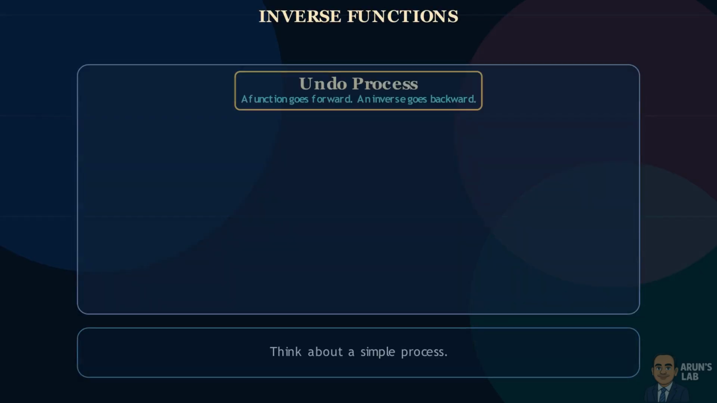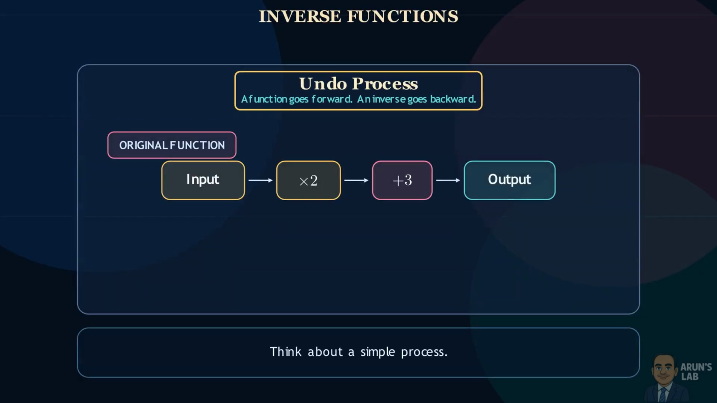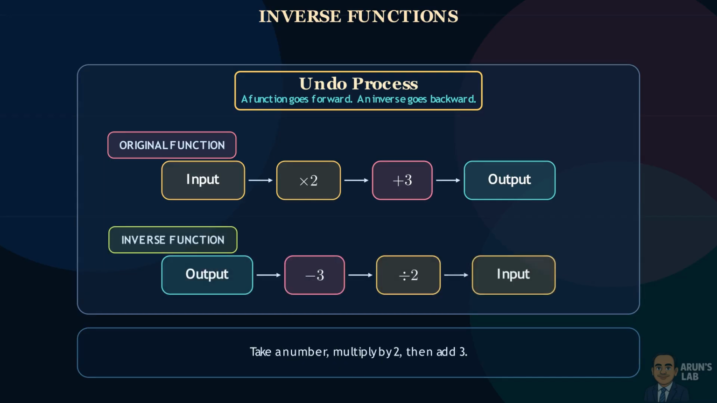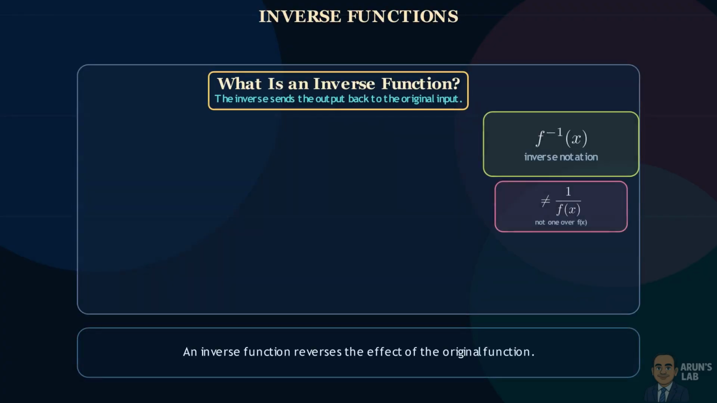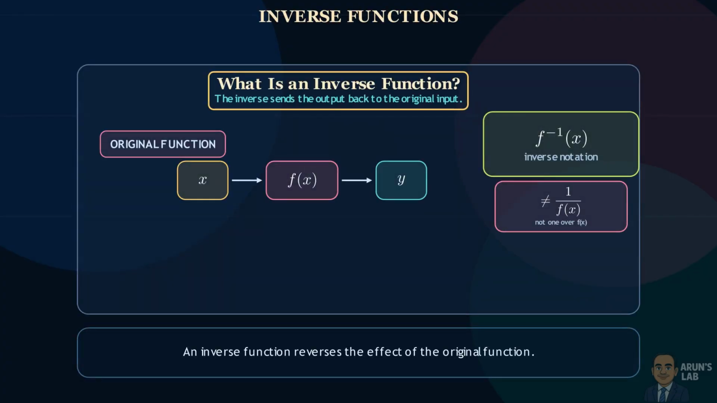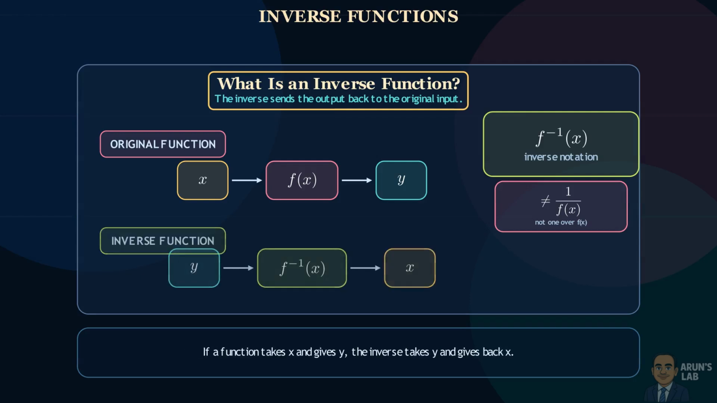Let's think about a simple process. You take a number and multiply it by 2, then add 3. This is a function. Now imagine going backwards. You subtract 3, then you divide it by 2. That is the inverse. An inverse function undoes what the original function does. An inverse function reverses the effect of the original function. If a function takes x and gives you y, the inverse takes y and gives back x.